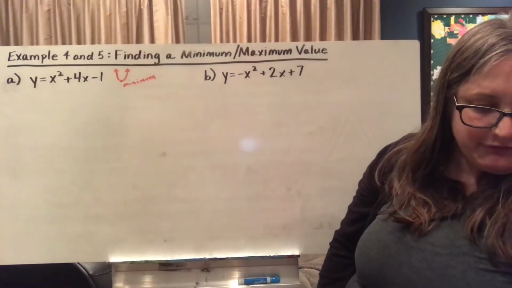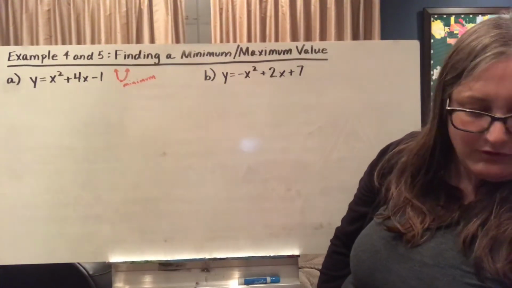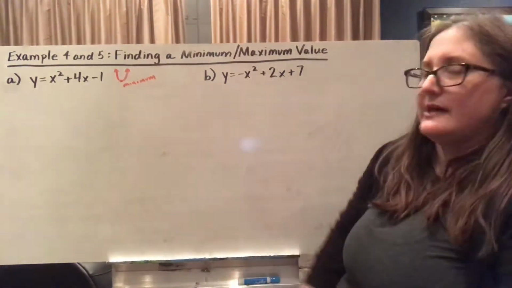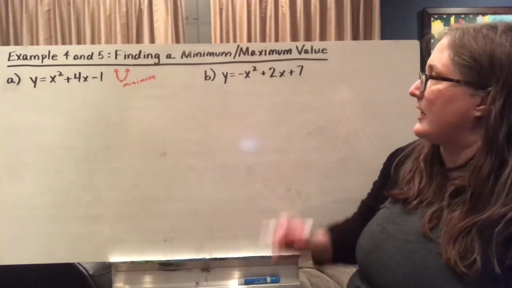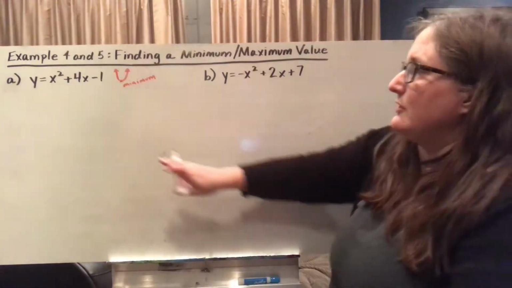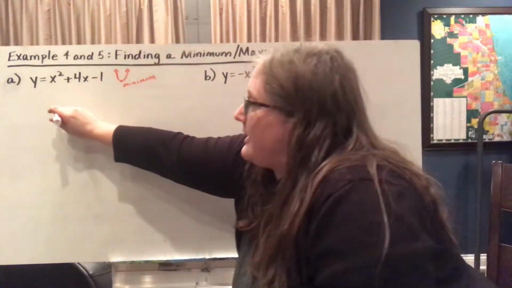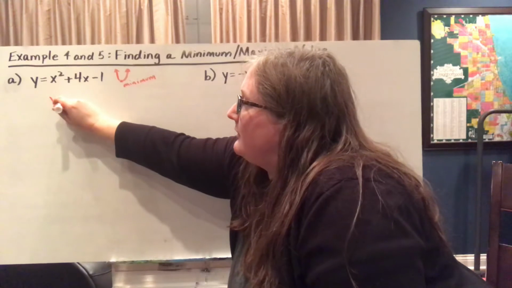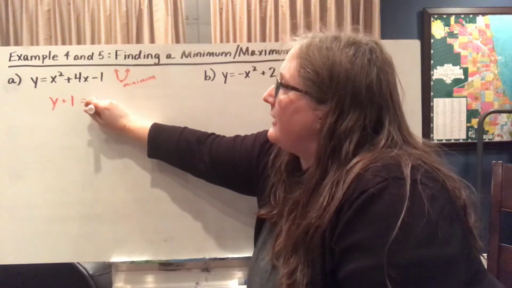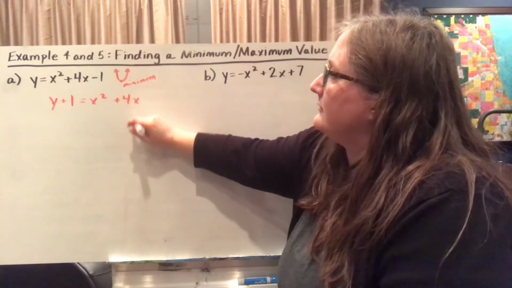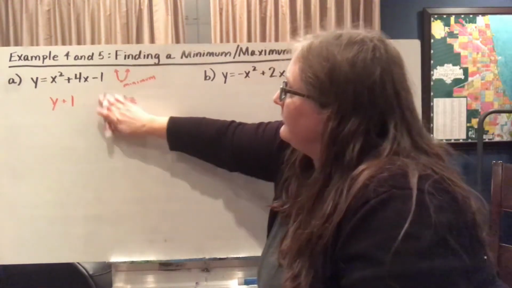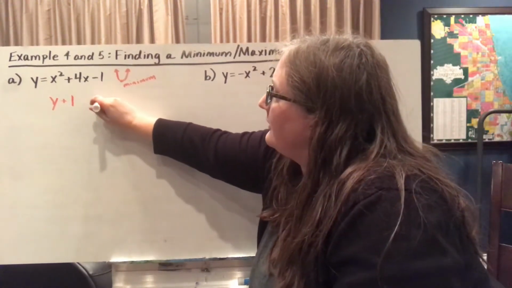So what I'm going to do first here is try to set this up in that x squared plus bx form so I can complete my square. So I'm going to take this minus 1 here and add it to the other side. So I'm going to have y plus 1 equals x squared plus 4x. Actually, I'll leave a little bit of space in here.